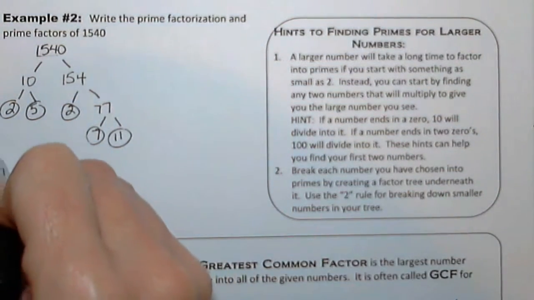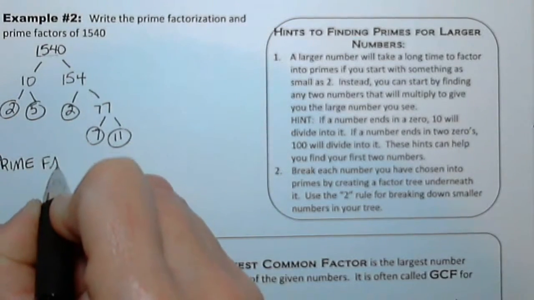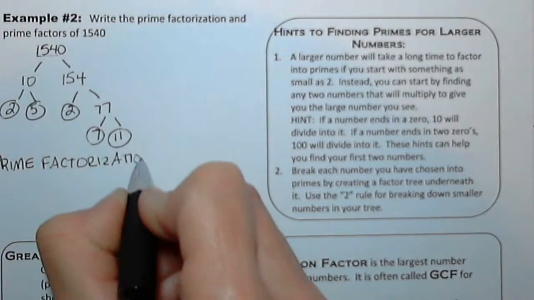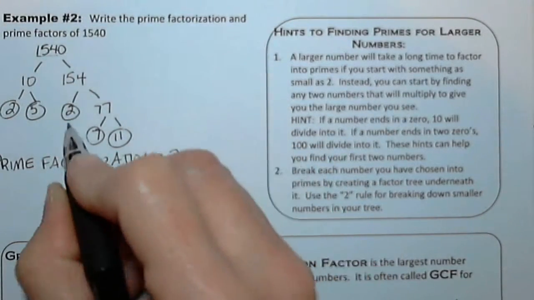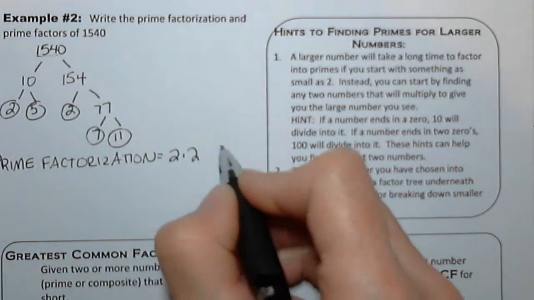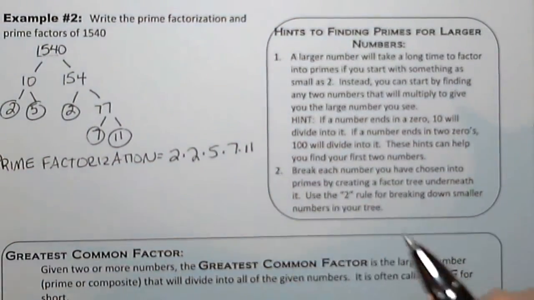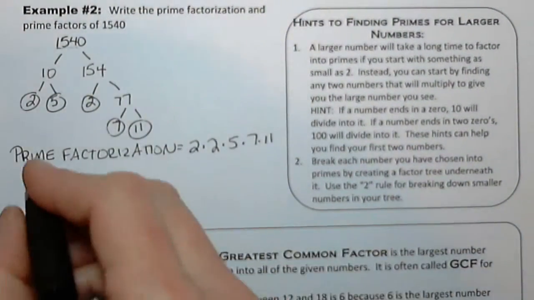And so again, the prime factorization in this case is equal to 2, and let's do it in order, 2 times 2 times 5 times 7 times 11. You're going to find that some teachers and some textbooks like it to be written smallest to largest.